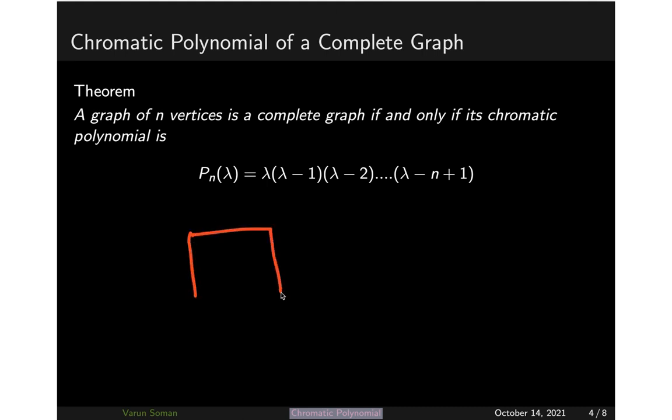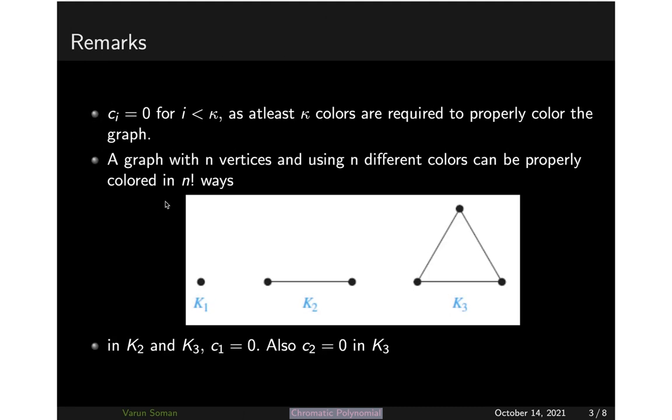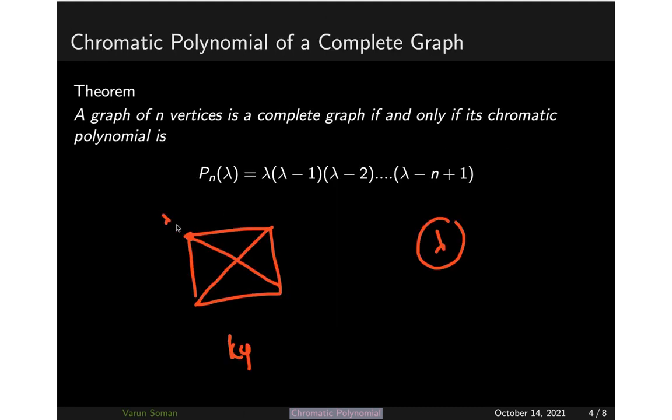Suppose you have a complete graph like this. So this is your complete graph. This is actually your K4 here. Suppose lambda colors are available for you. How many ways can you color it? This vertex, if I start with it, can be colored using lambda ways. In this vertex again, one color is less now, so lambda minus 1 ways. This is again lambda minus 2 ways. This is again lambda minus 3 ways.